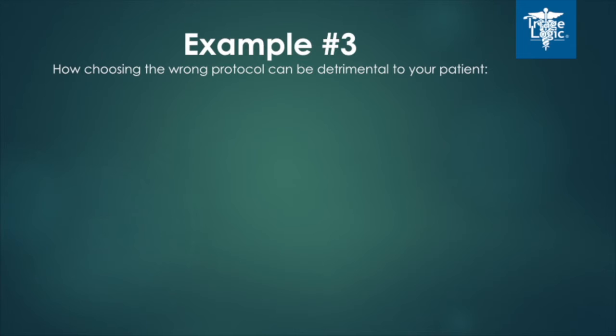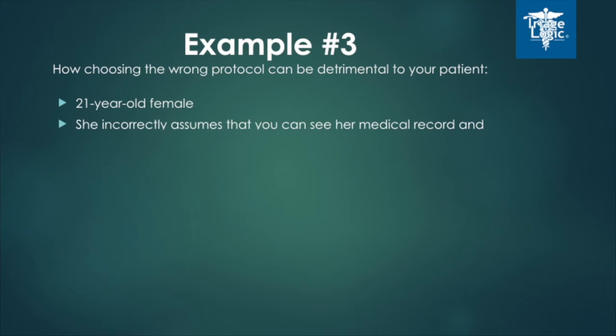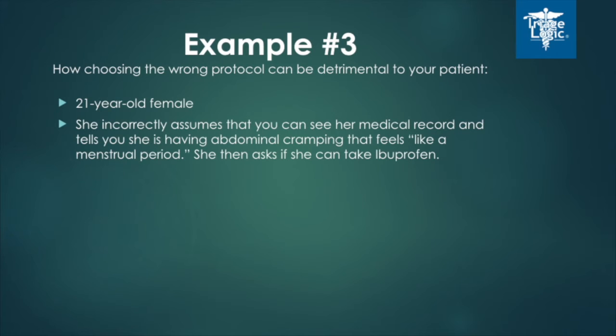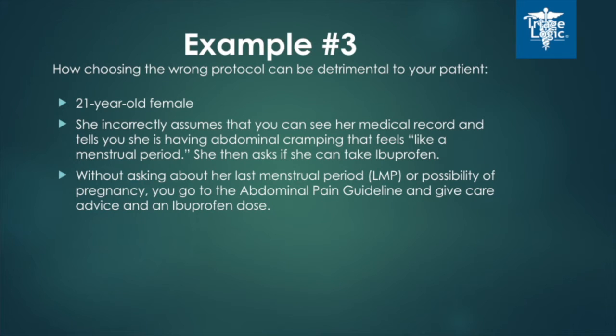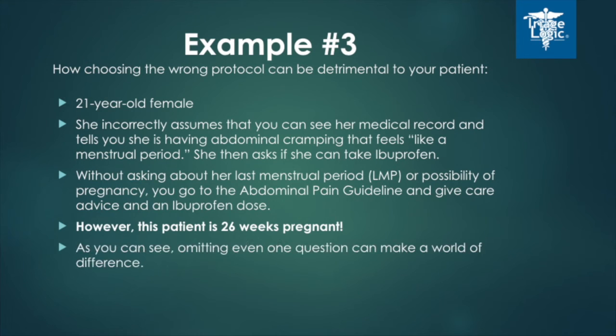Here is one more example of how choosing the wrong protocol can be detrimental to your patient. You take a call from a 21-year-old female. She assumes, incorrectly, that you can see her office medical record and tells you she is having abdominal cramping that feels like a menstrual period, and asks if she can take ibuprofen. Without asking her last menstrual period or possibility of pregnancy, you go to the abdominal pain guideline and give care advice and an ibuprofen dose. Problem is, this patient is 26 weeks pregnant. Omitting one question can make a world of difference for two patients. In this case, the mama and her unborn baby.